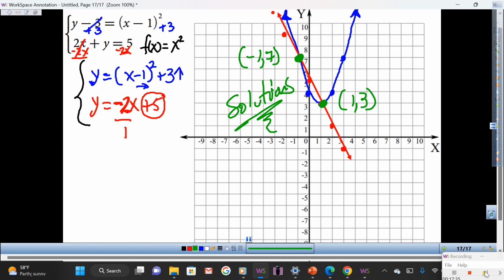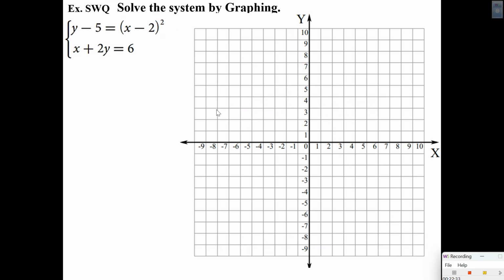Let me send you those. All right, so Star Wars Q, example Star Wars Q, solve the system by graphing. And once again, I'm focusing on the graphing because this is where I notice a disturbance in the force. So hopefully this is clarifying things. So we are given the system y minus 5 equals parentheses x minus 2 squared, and we got x plus 2y equals 6.